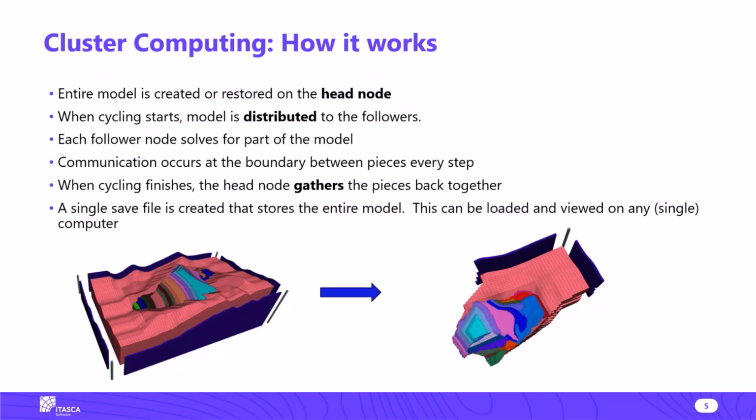So this carries on, and then when cycling finishes, the head node brings all the pieces back together again to create one big model and one save state. And so this is important because then you maybe want to look at the save state on a regular computer. You don't need a cluster, and do all your plotting and so on, just like you normally would.